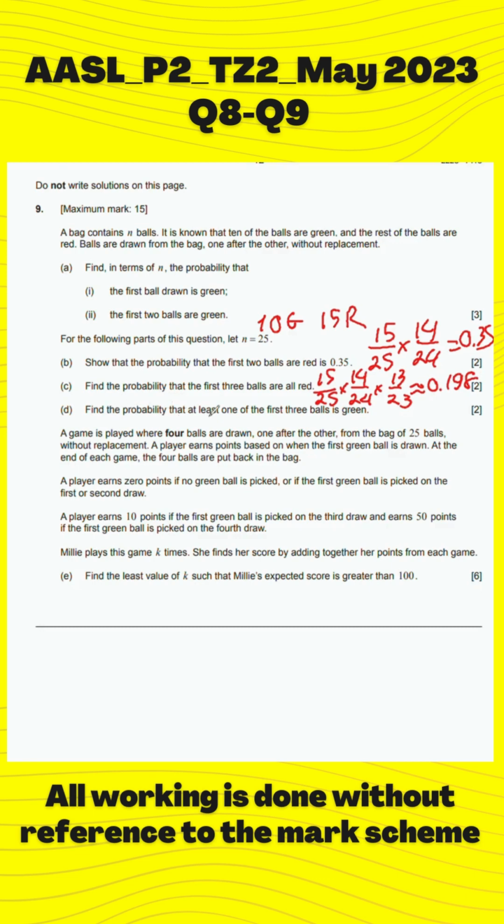The probability that there is at least 1 green in the first 3 will be 1 minus the probability of 3 red, which is this one. So the answer is nearly 0.802.